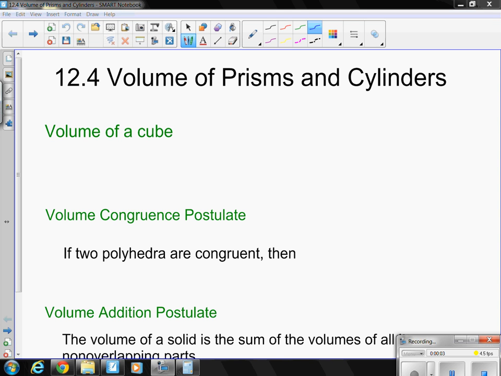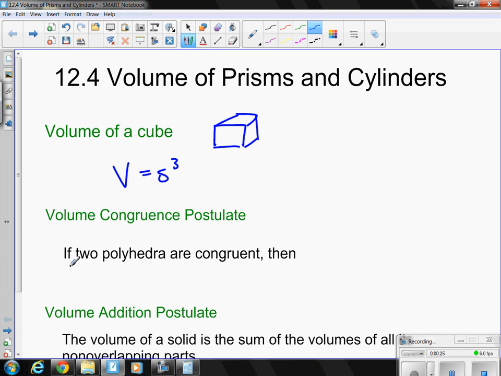12.4 volumes of prisms and cylinders. Starting off with the volume of a cube, since all the sides are the same length, volume of a cube is the side length cubed. Okay, and what we're going to do is measure volumes in cubic units. We're going to see how many of these cubes fit in the total.